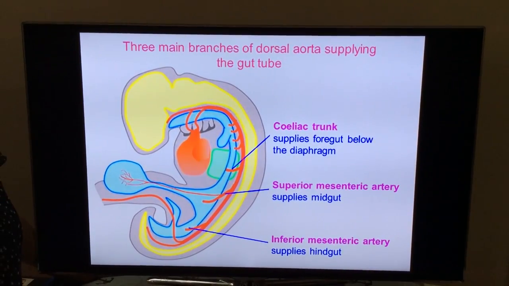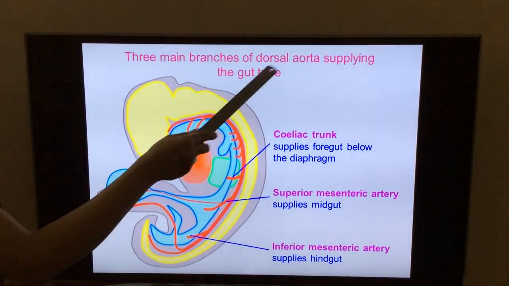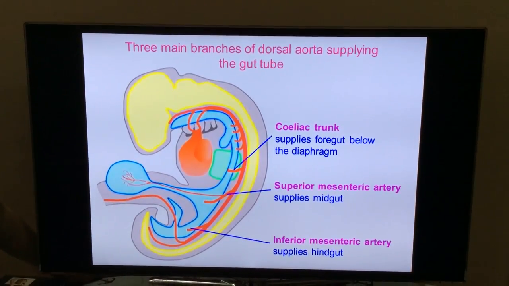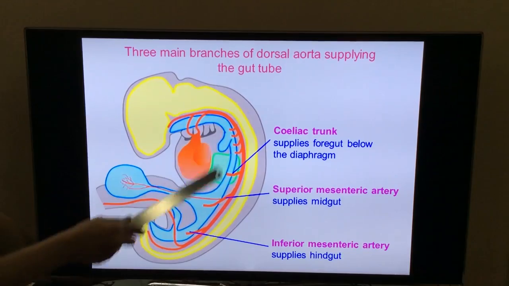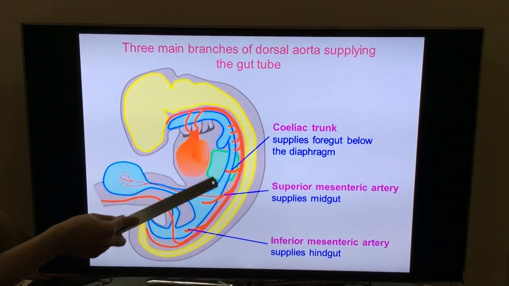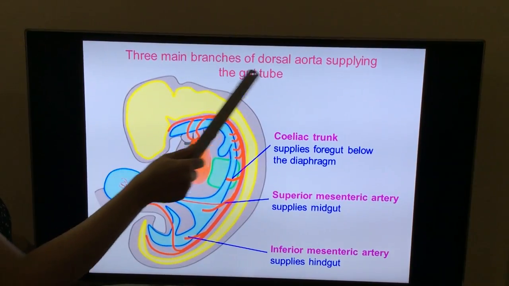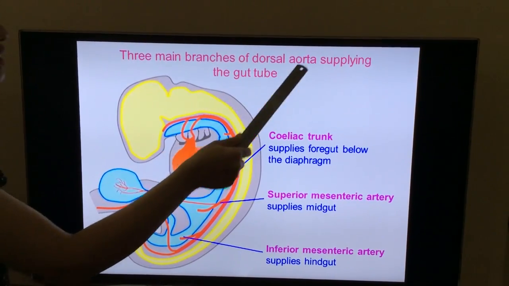Three main branches of the dorsal aorta mainly supply blood to the developing gut tube: the foregut, midgut, and hindgut. They receive three main branches. These are the branches from the dorsal aorta.